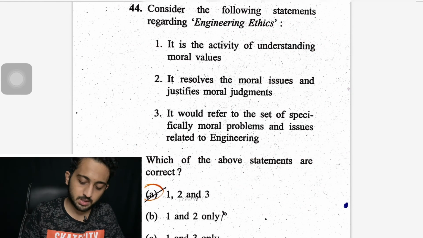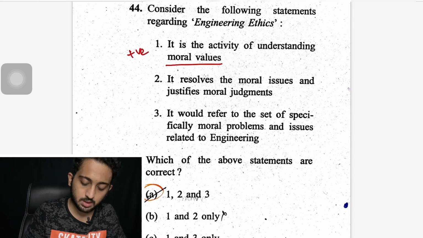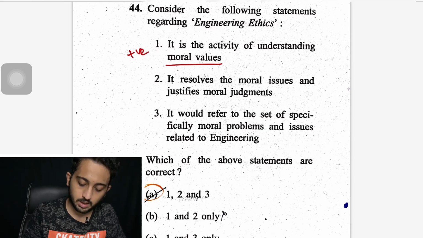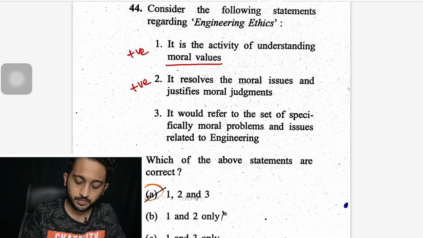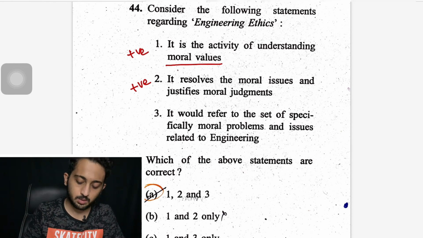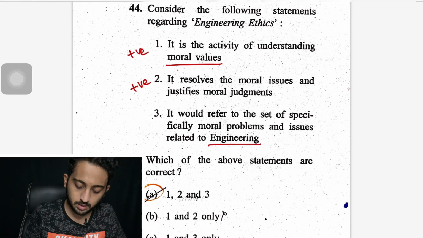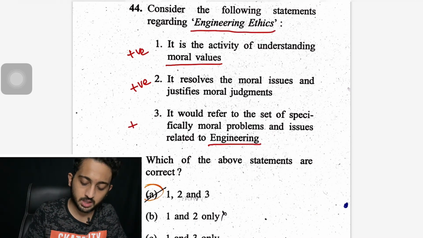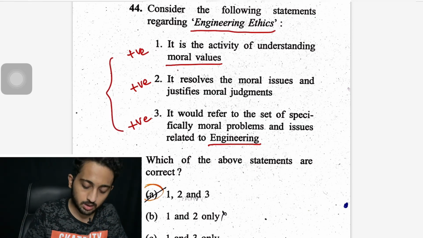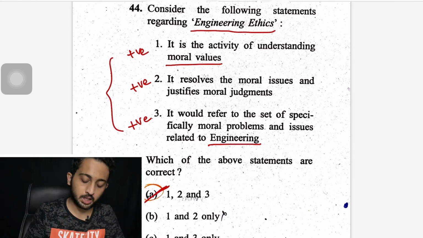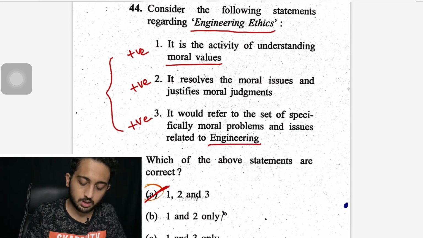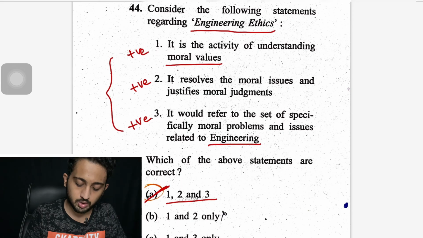Consider the following statements regarding engineering ethics. It is an activity of understanding moral values. It's a positive statement. It resolves the moral issues and justifies moral judgments. This is also a positive statement. It would refer to the set of specifically moral problems and issues related to engineering. Since the question is about engineering ethics, this is also a positive statement. Since all 3 are positive, you can choose the A option. If you find any negative option in the question itself, you can avoid that. Since all three are positive, you can choose this.